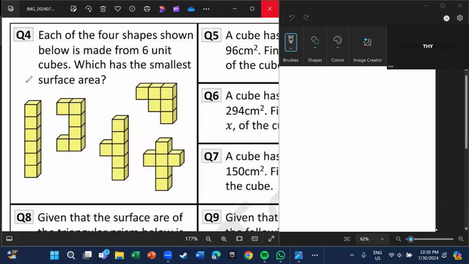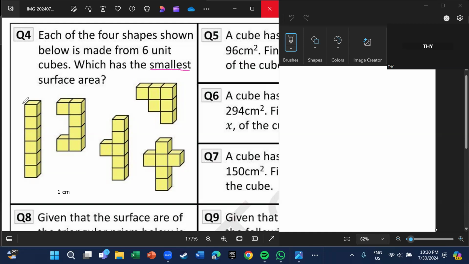So the first question is saying that each of these shapes is made from 6 unit cubes. It's good to keep in mind that 1 unit cube equals 1 centimeter, I mean each side. They are asking for which is the smallest surface area.